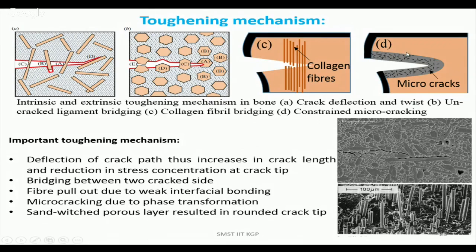There is another mechanism called fiber pull out, which I already mentioned. And there is another mechanism: when the crack is propagating under stress, at the crack tip there could be small microcracks. These microcracks eventually reduce the stress concentration at the crack tip, and thus give toughening. This is one of the mechanisms of toughening in zirconia as well as in bone or dentures. We will see later on.